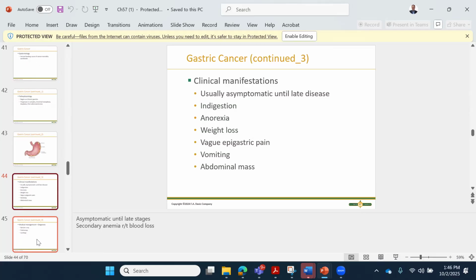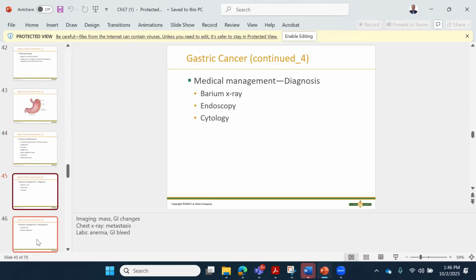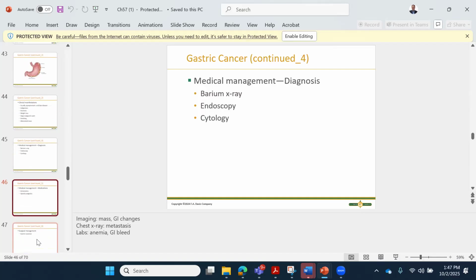Those are really concerning findings that could be suggestive of gastric cancer. For gastric cancer, they're going to be diagnosed with a barium x-ray, endoscopy, and cytology. And remember that some of these tests are going to be suggestive, whereas some are diagnostic. So cytology, where they actually look at the cells, is going to be diagnostic.